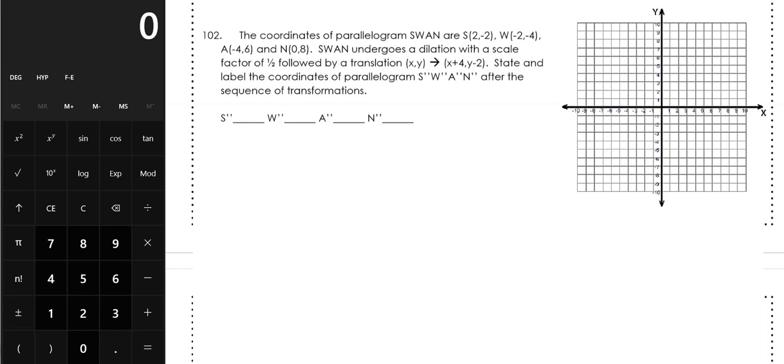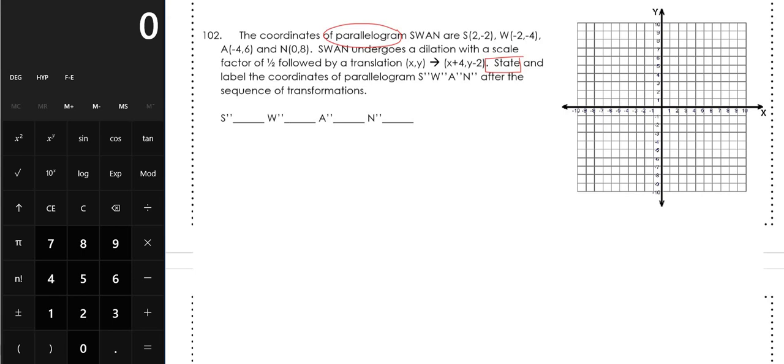Okay, so we have a parallelogram. It's called SWAN, and they give us all these coordinates. And they're telling us that two transformations are going to take place. What they want you to do is state and label the coordinates of SWAN, double primed, after the entire sequence of transformations. So we're going to have to fill in the coordinates for each one of these letters.